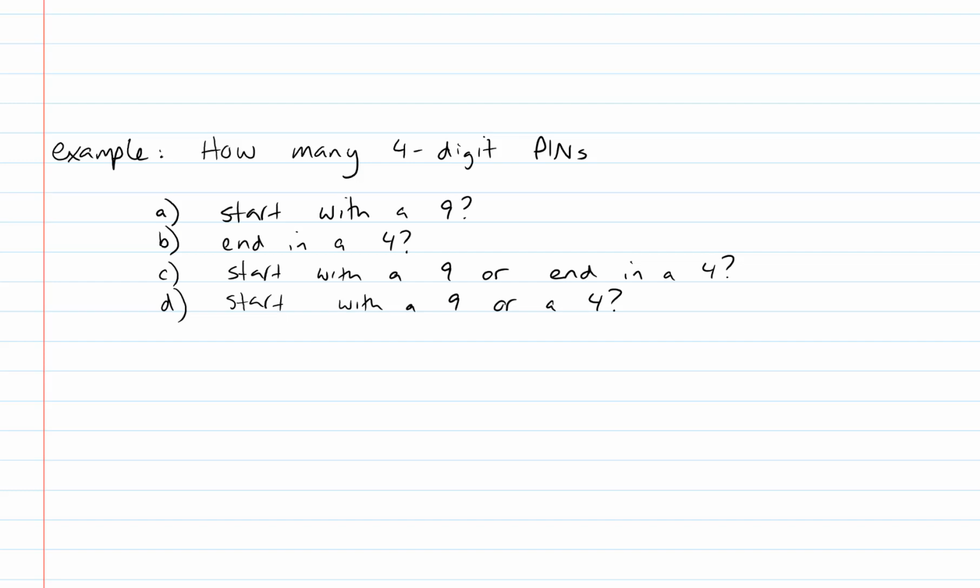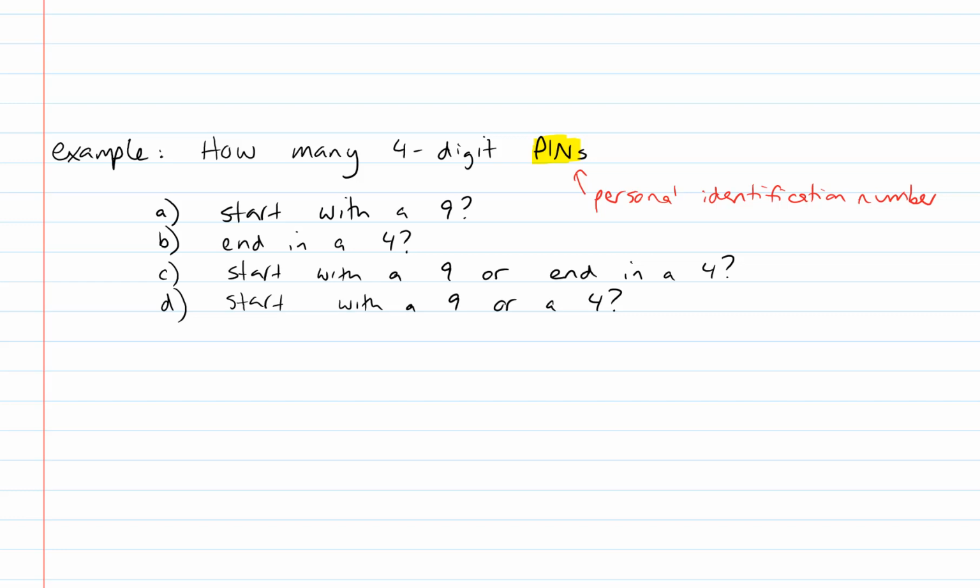Now, just in case you're unfamiliar with what a pin is, that is a personal identification number. It's the 4-digit code that you type in at a bank machine or when you're using your debit or credit card at the store. So let's take a look at part A.